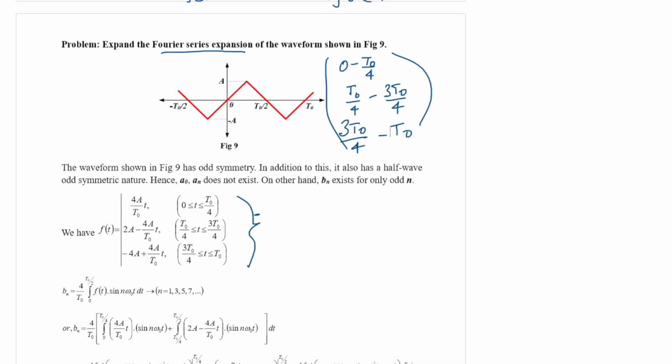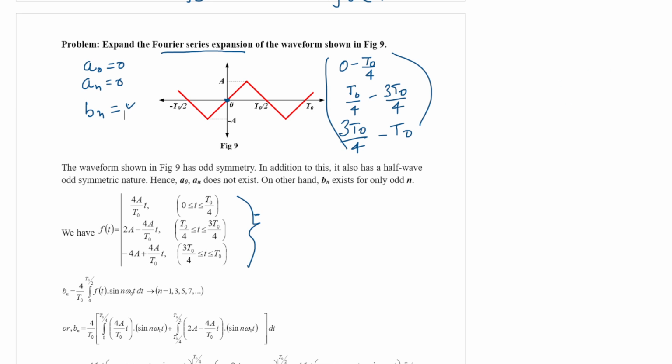Now let us try to analyze this waveform. First of all, as you can see from the diagram, it is symmetrical with respect to the origin. So it is an odd function. So A0 will be 0, An will also be 0. So only Bn will be there.